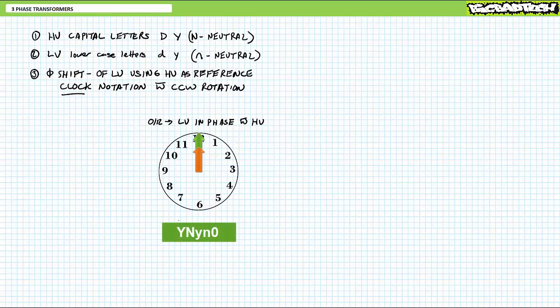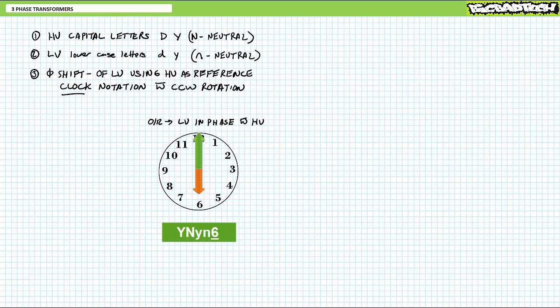For example, the YN-YN0 transformer we examined earlier has no phase shift between the high voltage and low voltage side, so the high voltage hand points straight up, and the low voltage hand also points straight up, i.e. a 0-degree differential between the high voltage and low voltage side.